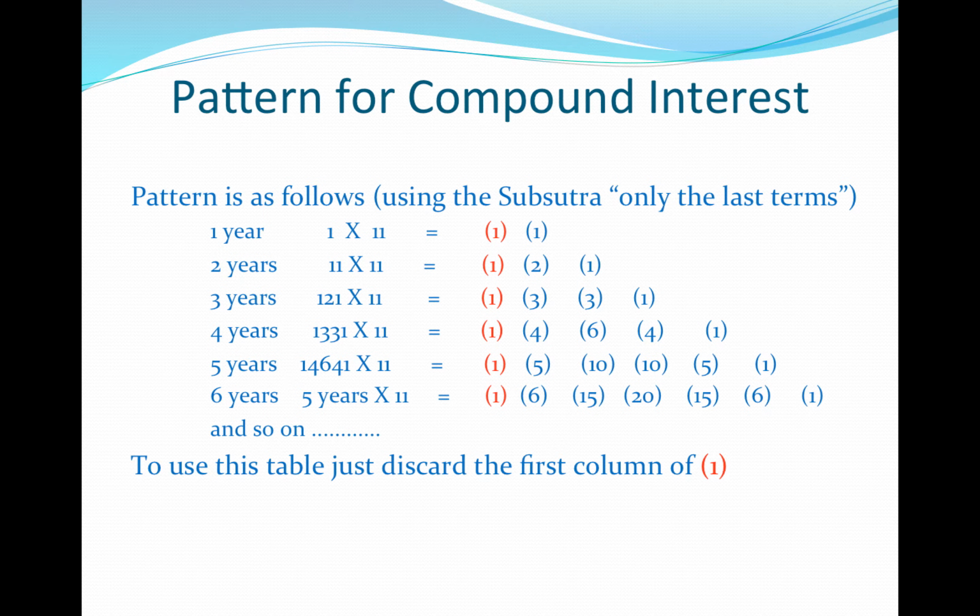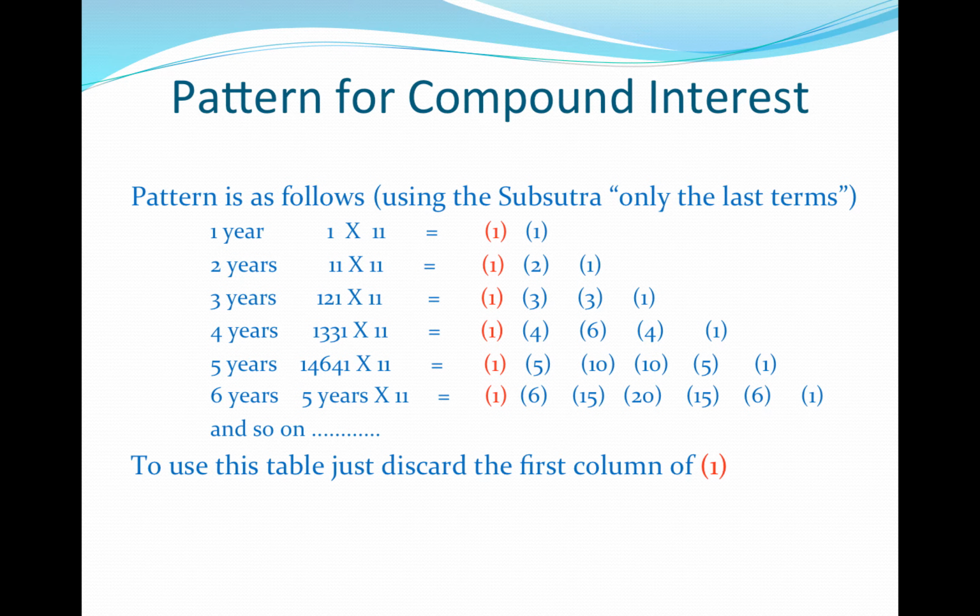Now, for the fifth year, multiply the fourth year with 11. So the rightmost 1 as it is. Next is 4, and 4 plus 1 is 5. Next number is 6, so 6 plus 4 is 10. Next number is 4, and 4 plus 6 is 10. And then 1 plus 4 is 5, and the leftmost 1 as it is.